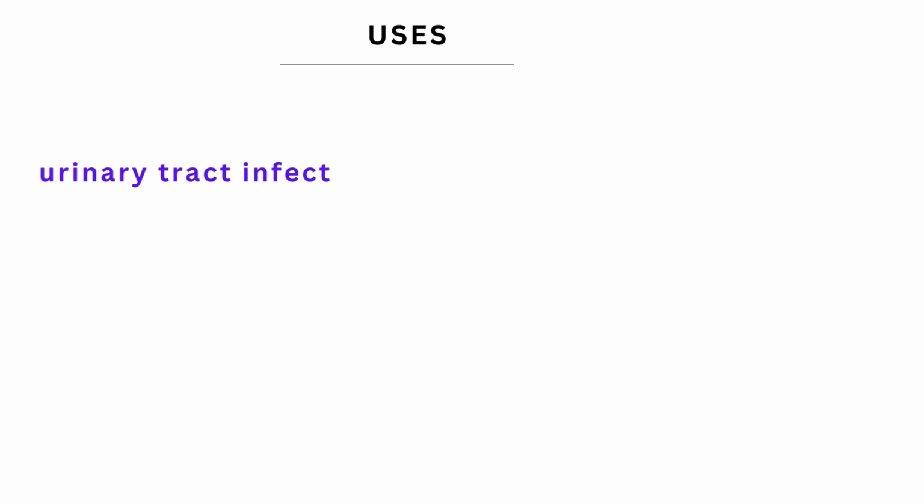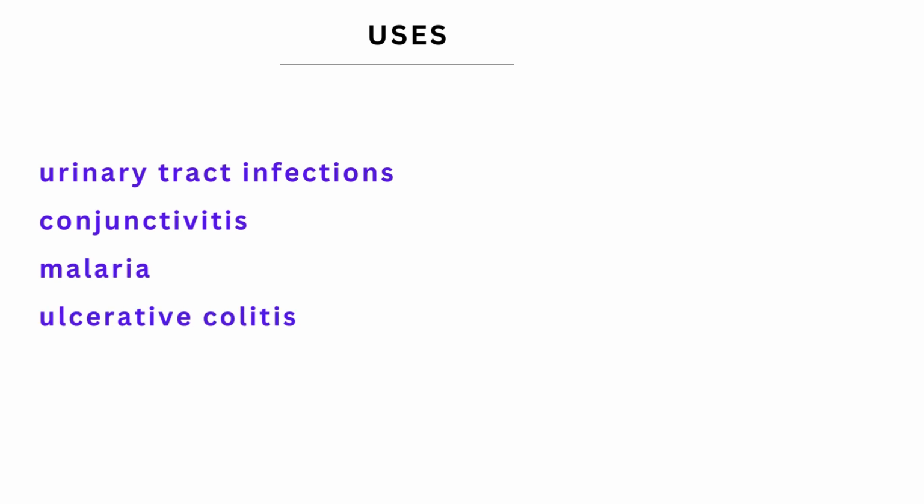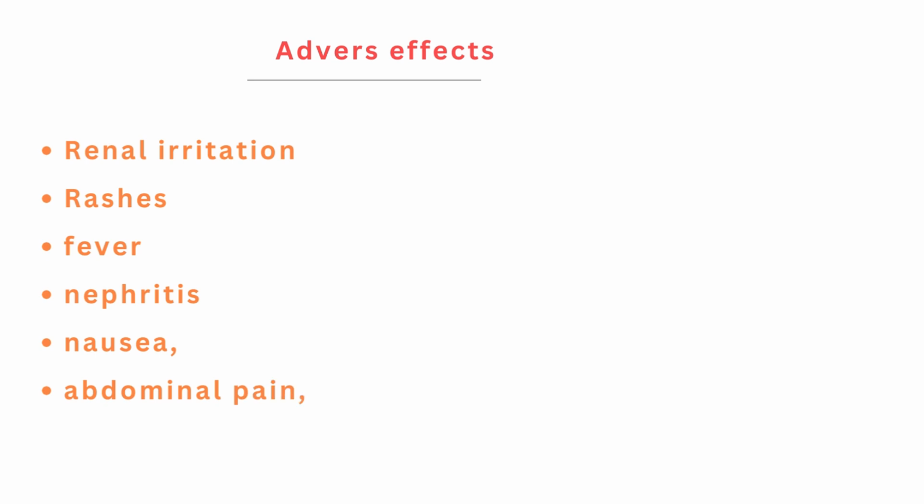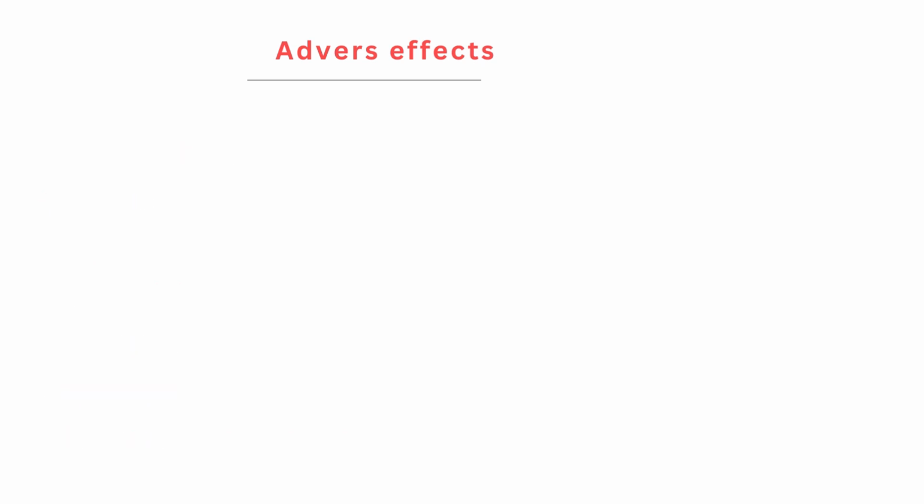Uses or applications of sulfonamides. Sulfonamides are used in various bacterial infections like urinary tract infections, conjunctivitis, malaria, then ulcerative colitis. Now, what are the commonly seen adverse effects of sulfonamides? They may cause renal irritation, rashes, fever, nephritis, nausea, and they may also cause abdominal pain, and it may lead to hemolytic anemia. So these are some adverse effects of sulfonamides.